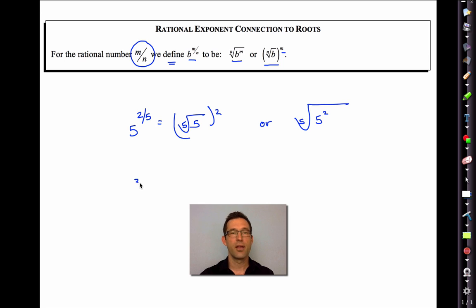Either way, if I have 3 to the 2/7, I can either think about that as the 7th root of 3 that I then square, or I can think of that as 3 squared, and then I take the 7th root. That's it. That's the whole deal with fractional exponents. They simply allow us to express a root, square root, cube root, 4th root, etc., as an exponent, and vice versa. All right, copy down what you need to, and then we'll finish up the lesson.